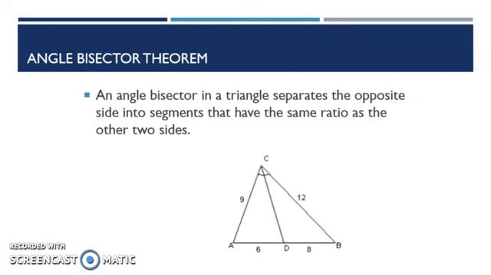Our last theorem is called the angle bisector theorem. If an angle bisector in a triangle separates the opposite side into segments that have the same ratio as the other two sides. So we can set up a proportion here. 9 to 6 is 3 halves, 12 to 8 is 3 halves.